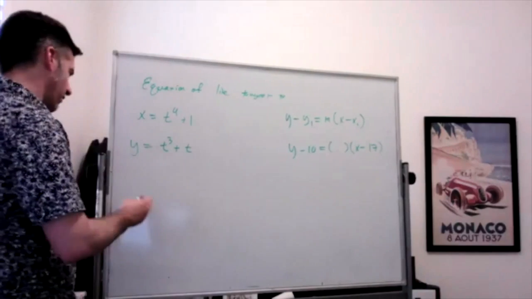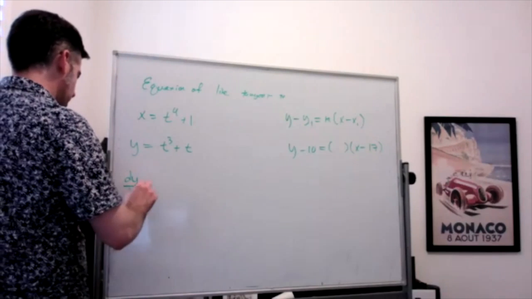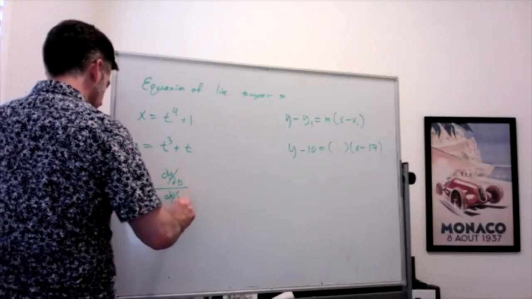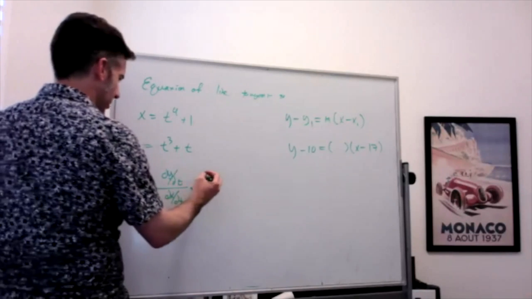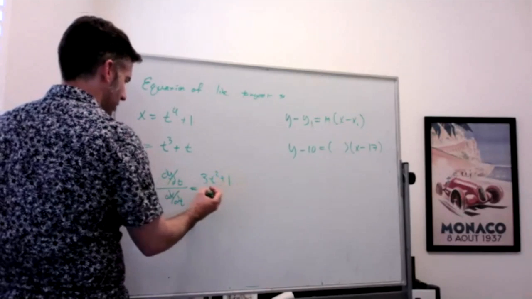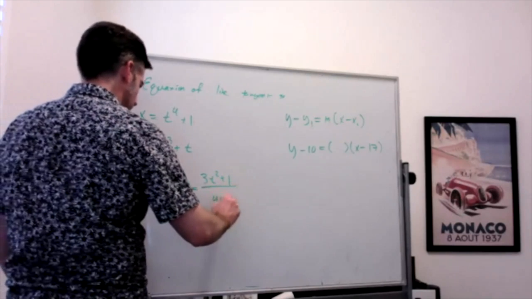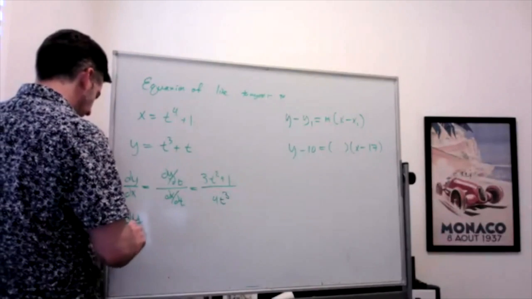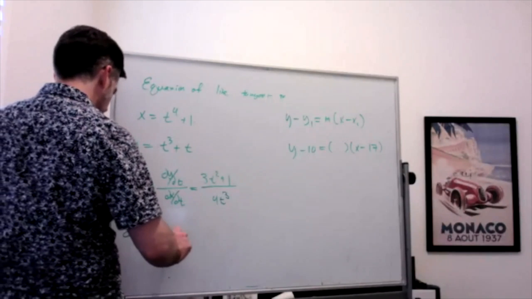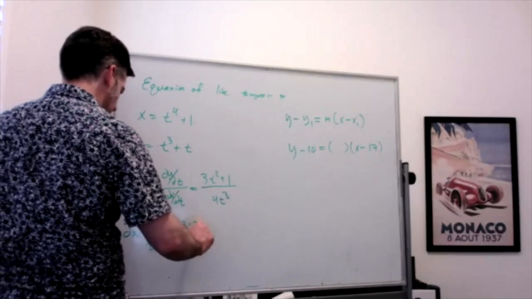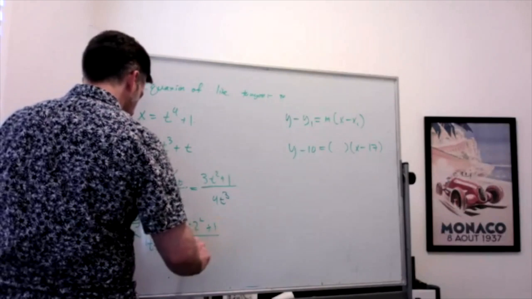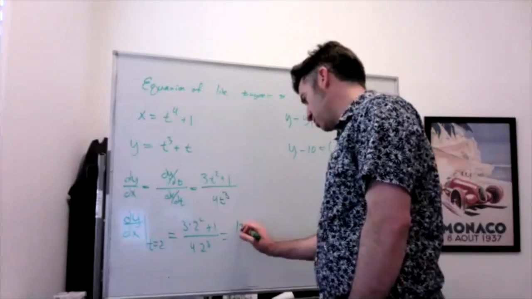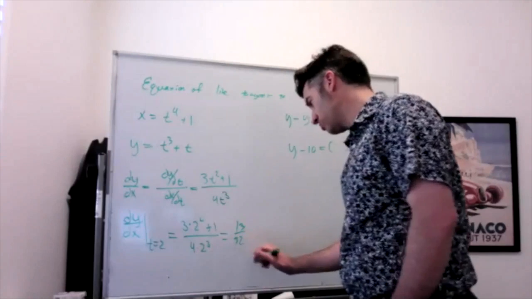We need to find the derivative. dy/dx is dy/dt divided by dx/dt. dy/dt is going to be 3t squared plus 1, and dx/dt is going to be 4t cubed. So plugging in t equals 2, the derivative at t equals 2 is 3 times 2 squared plus 1 over 4 times 2 cubed, which is 12 plus 1, so 13, over 4 times 8, which is 32.